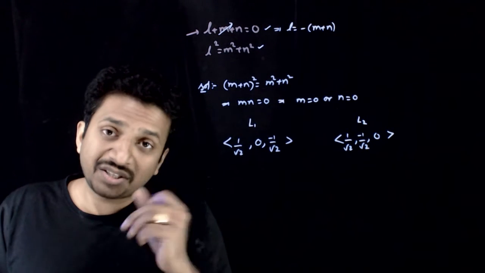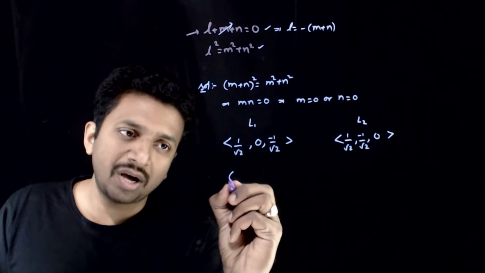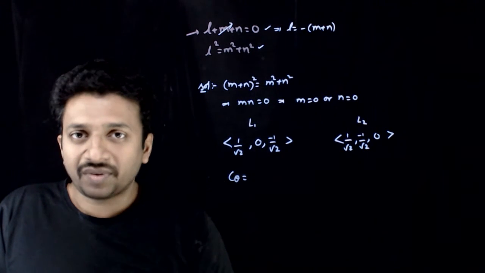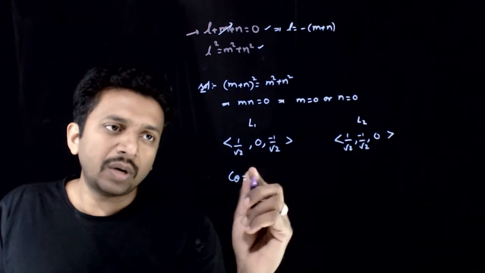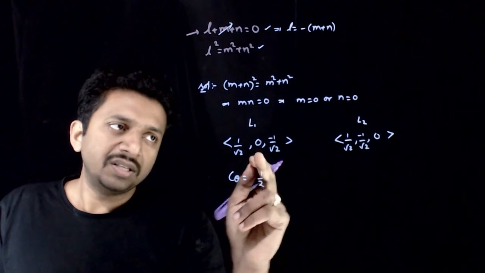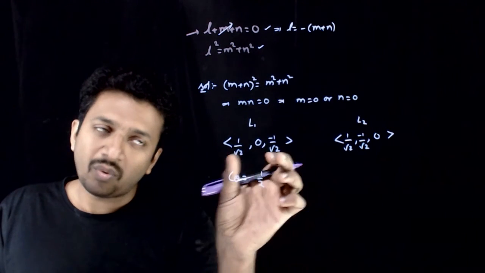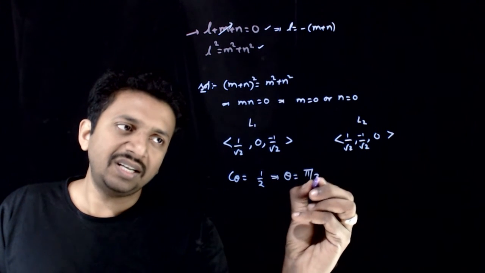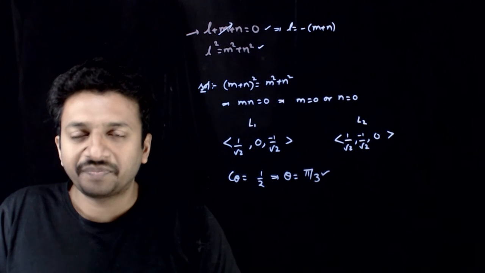Now, if that is so, what is the angle between these two lines? cos theta is equal to this vector dot this vector, right? So 1 by root 2 into 1 by root 2 is 1 by 2, plus 0 plus 0, divided by 1 into 1. This implies theta is equal to 60 degrees. Pi by 3 is the answer. Thank you.